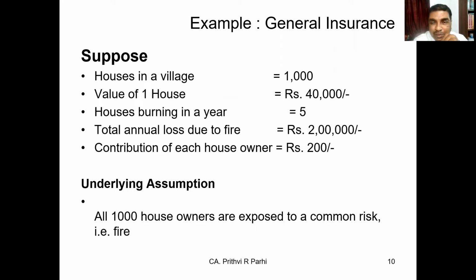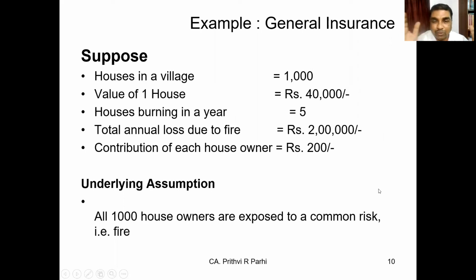Okay, so 2 lakh will be the annual loss. Now, how to compensate that loss? Then all these people can come together. If 2 lakh is the annual loss, then totally there are 1,000 houses. So per house, it comes to 200. If every house can contribute 200, then a common pool of 2 lakh can be made. And if in case there is some loss, out of this common pool, compensation can be paid.